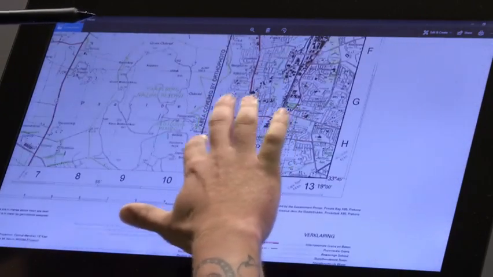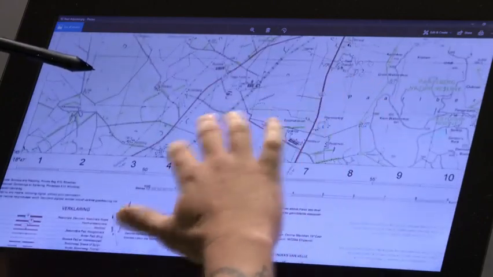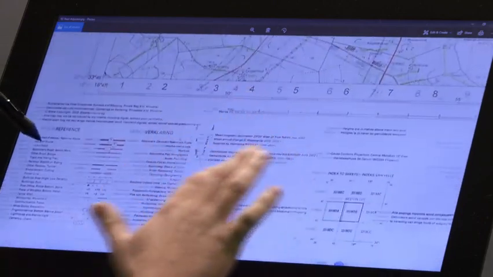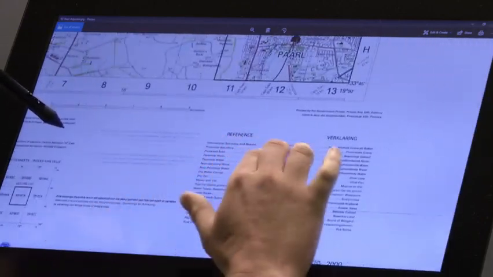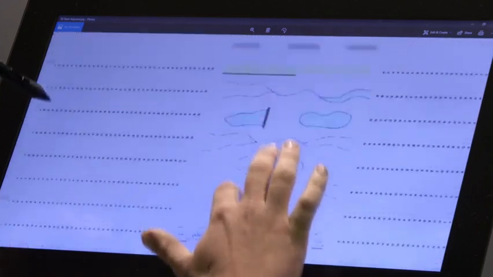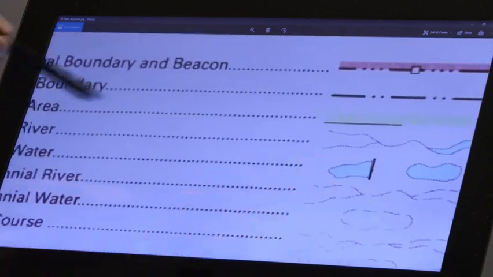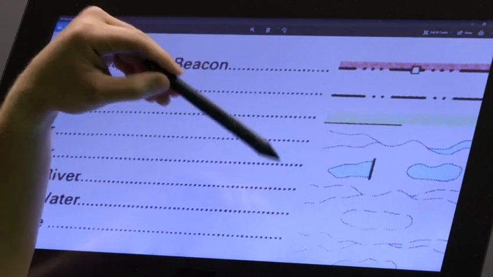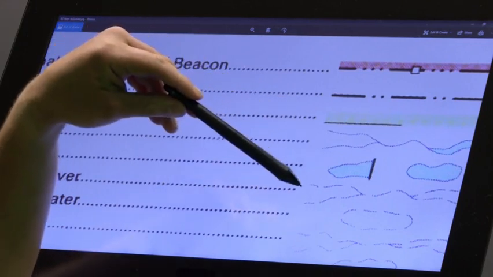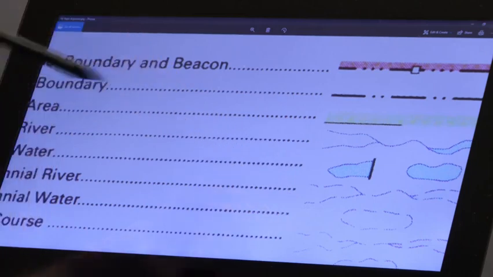And to be able to know if the river is permanent or not, you just need to go to your references. As such, you can see a solid blue line represents perennial rivers, a dotted blue line represents non-perennial rivers.